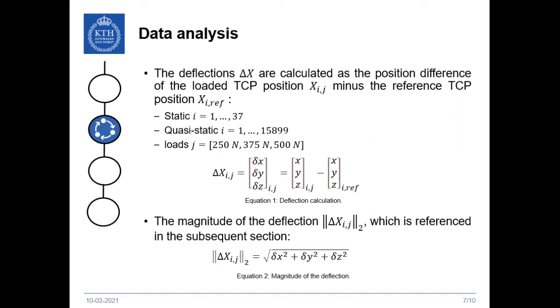in both cases, the static and the quasi-static, the measurement data from the LVDT needs to be compensated for the deflection of the table link. The magnitude of the deflection, which is referred to in the subsequent section, is calculated as the Euclidean norm of the deflection. In the following section, the wording apparent load is used to highlight the idea that everything is calculated with respect to a reference load of 125 Newton. That is, when in the next section we talk about an apparent load of 125 Newton, it means that the system is actually loaded with 250 Newton, but the difference with respect to 125 Newton is considered.